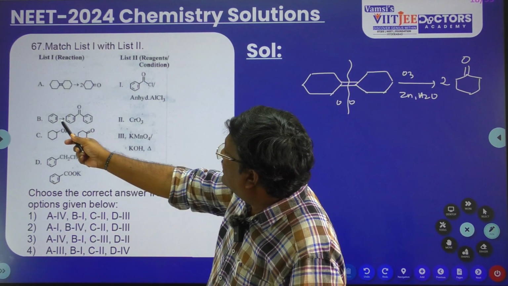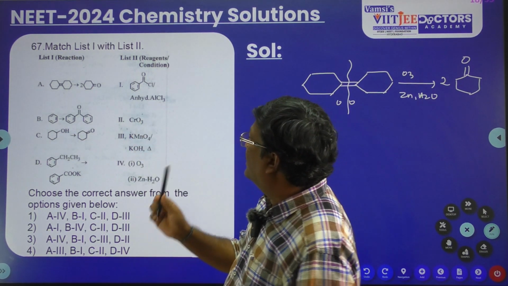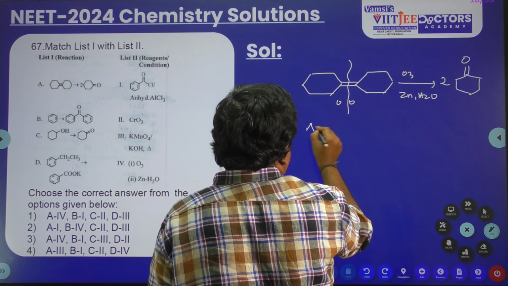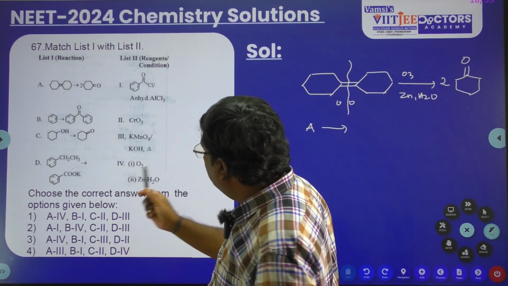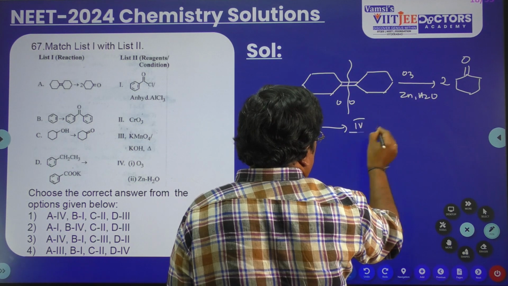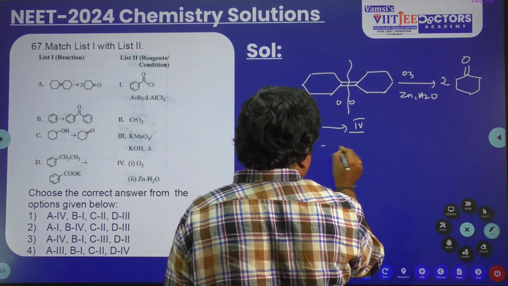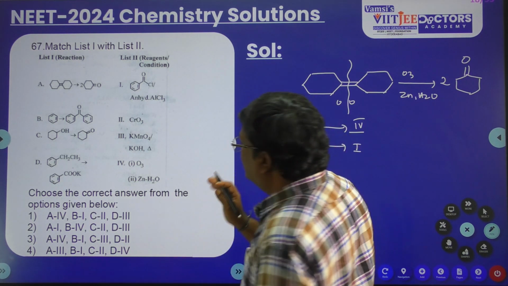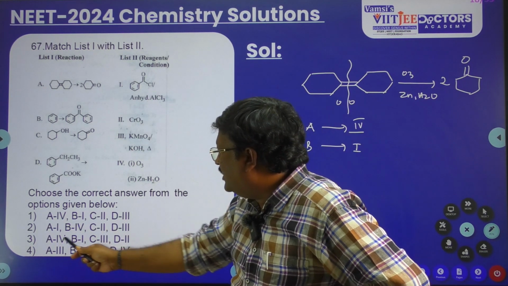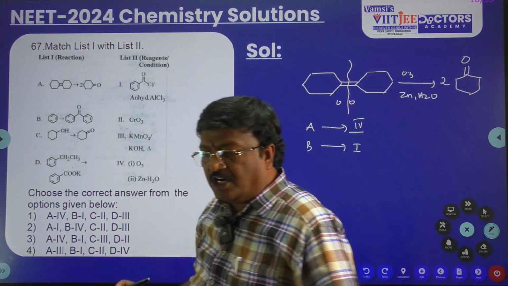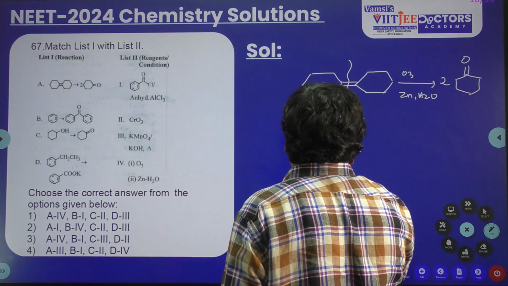Second one you see, it is the Friedel-Crafts alkylation. B must be 1. Here what did I say? According to the given options, A must be 4. So A is 4, B is 1. Here B is 1. So can we find the answer with this or not? We have to see. A4, B1, A4, B1. In two options it has been given, right? So that's why we have to go to C.